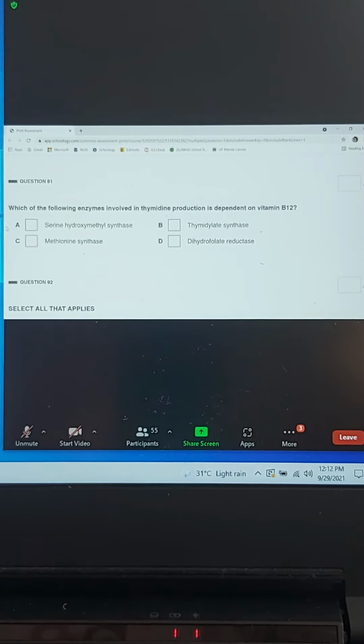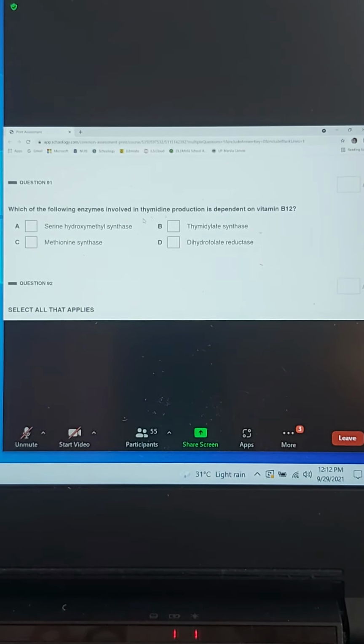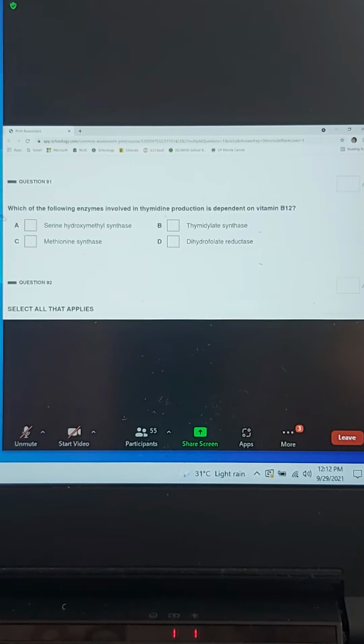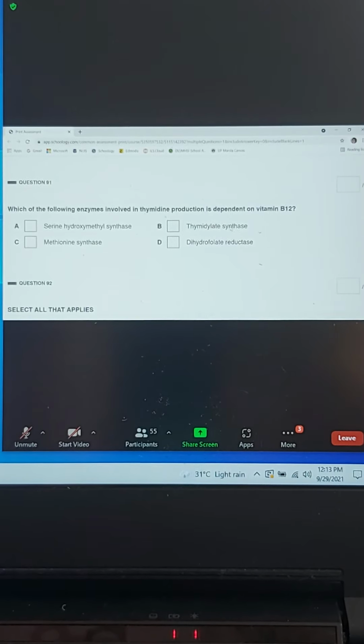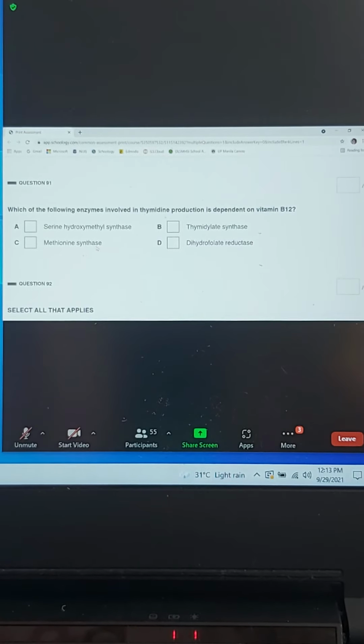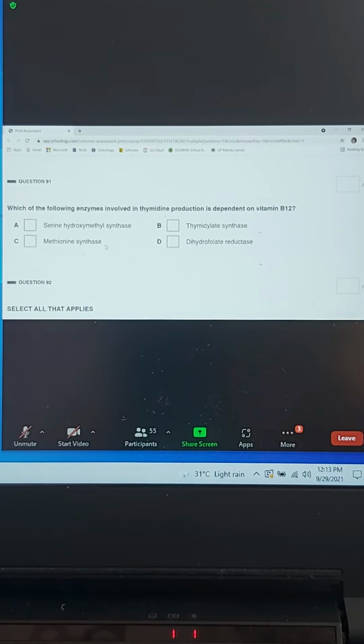Okay, so 91. Which of the following enzymes is involved in thymidine production? Which of these enzymes in thymidine production is dependent on vitamin B12? Letter B, methionine synthase, which is responsible for converting homocysteine to methionine.